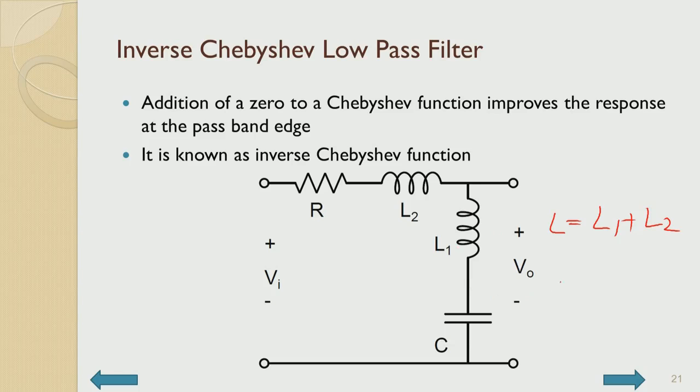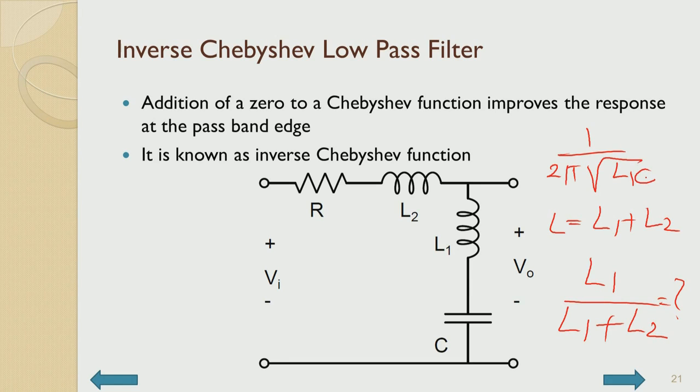I can split L1 so that this acts as a short at very high frequencies. Ultimately, at high frequencies, these two impedances dominate. So, the attenuation at very high frequencies will be L1 by L1 plus L2. That can be fixed at any value you want. Then this introduces a 0 at 1 over 2 pi root L1 into C.